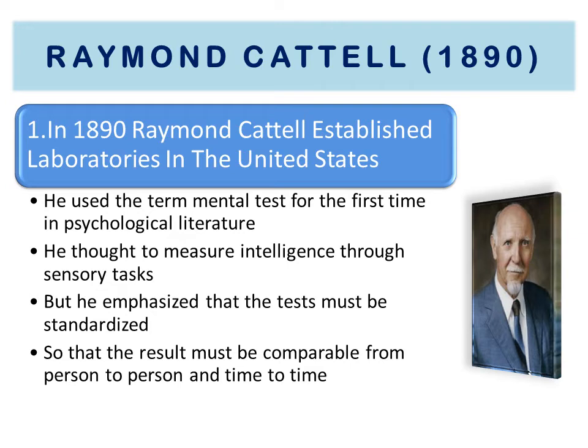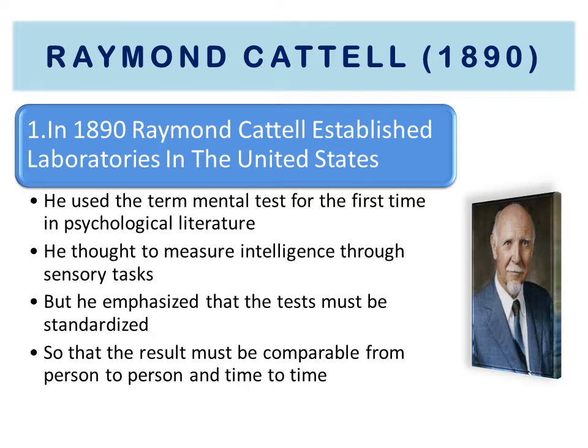Raymond Cattell. 1. In the 1890s, Raymond Cattell established laboratories in the United States. Second, he used the term intelligence test for the first time in psychological literature. Third, he thought to measure intelligence through sensory tasks. Fourth, he emphasized that the test must be standardized. Fifth, so that the results are comparable from person to person and time to time.